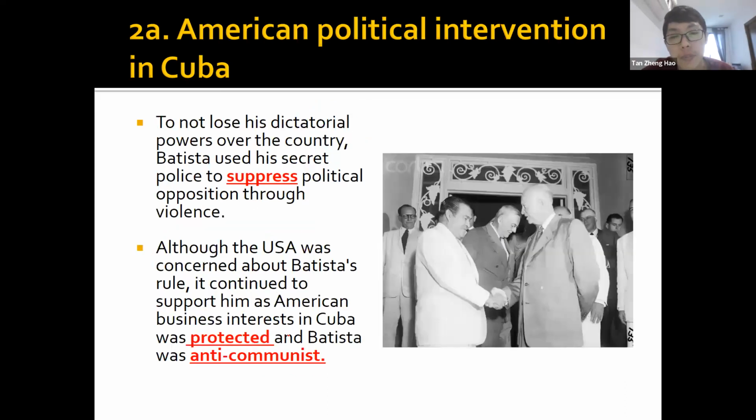Because of that, Batista has a lot of enemies. A lot of people didn't like Batista. But the US loved him, so the US tried to keep him there. Batista also had to use a lot of violence to sometimes get rid of his enemies. And the US continued to support him even though he's a dictator, because Batista was very close to the US. Batista was very pro-US, and more importantly, Batista was very proud to be anti-communist.